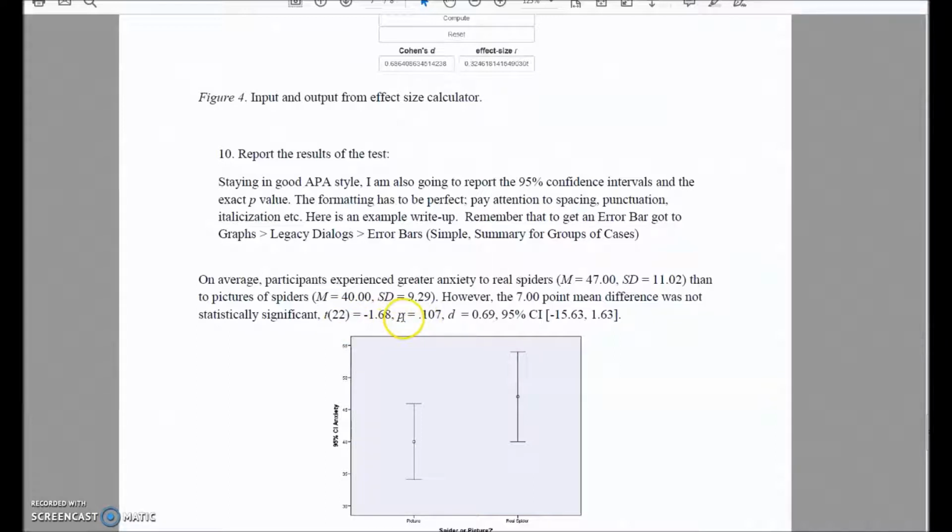And comma, p is italicized, equals 0.107. Comma, d is your Cohen's d, equals 0.69. 2 digits, 0 before that. p is the only one that does not have a 0 or a digit before the decimal point.